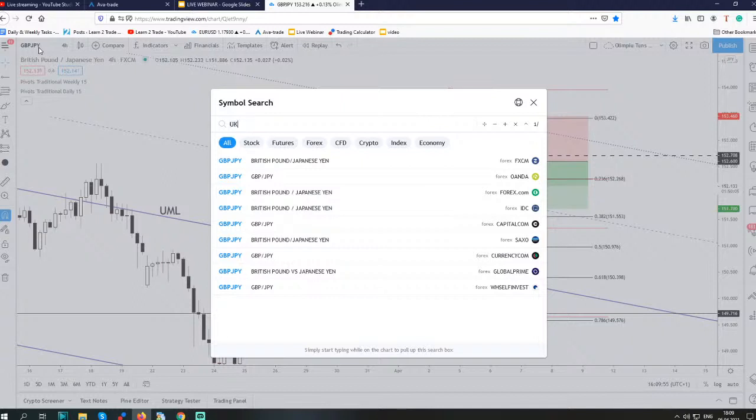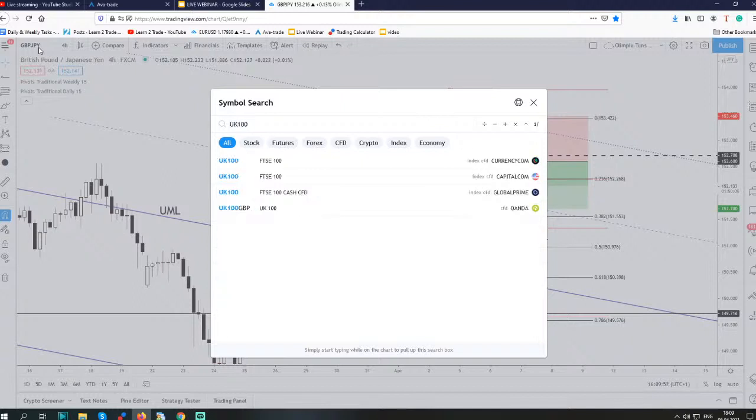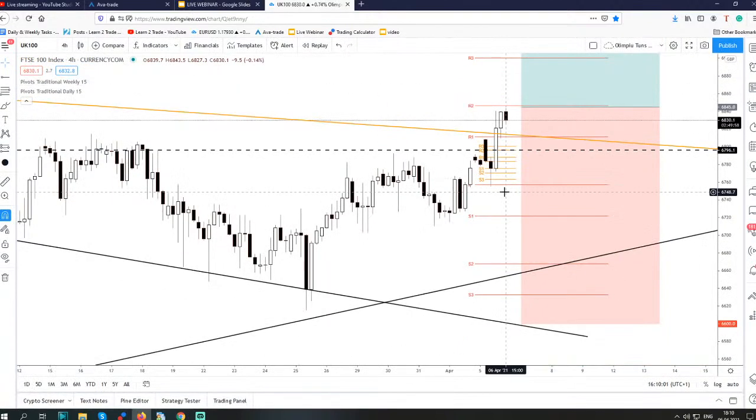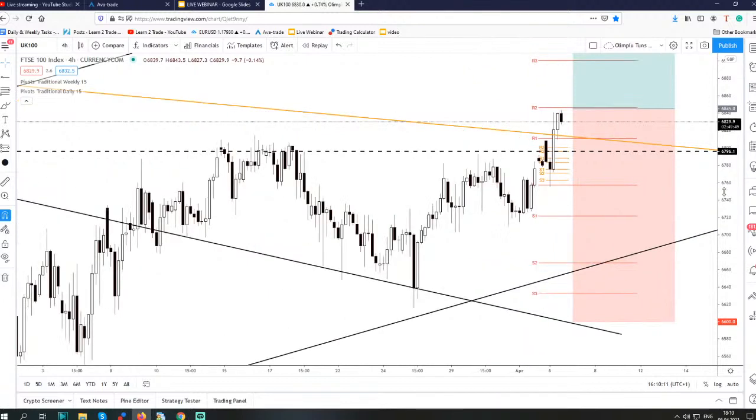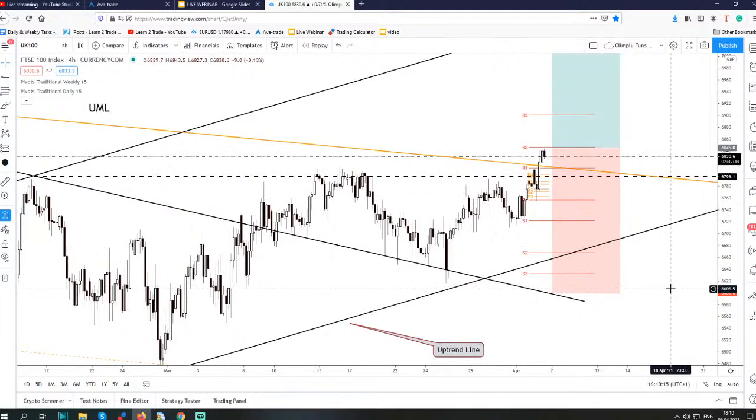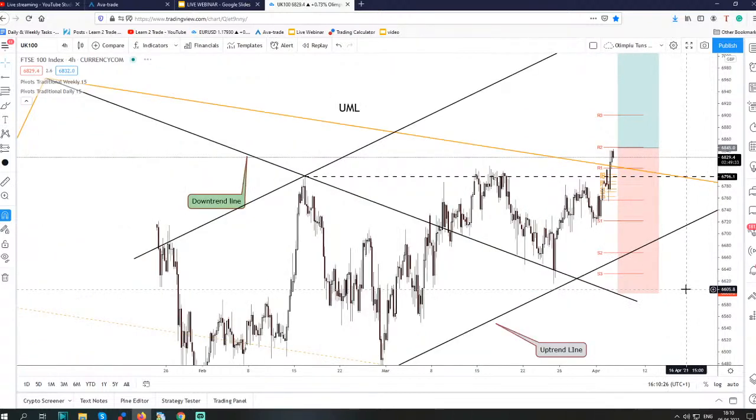Great. UK 100, another pending order for now. The price has increased as much as 6,843, and we have a buy stop placed at 6,845, guys. Yes, we'll talk about gold as well. Thank you for writing into the chat.